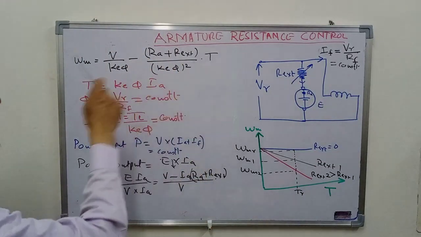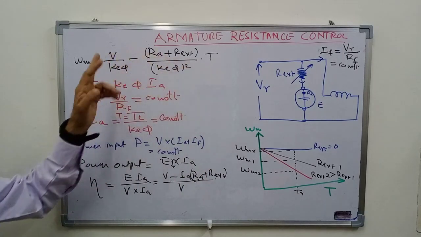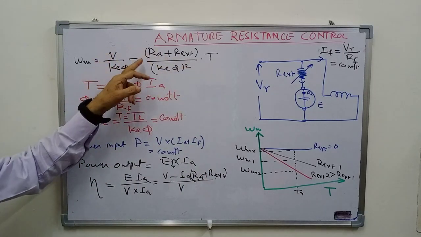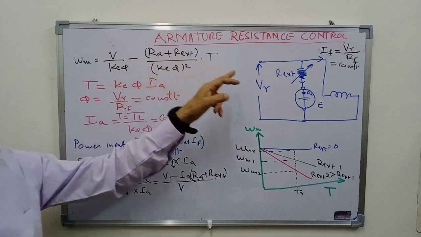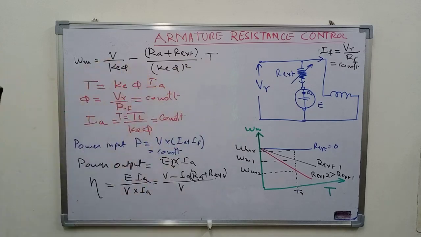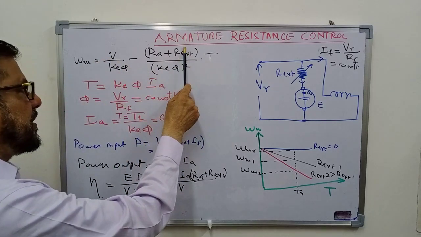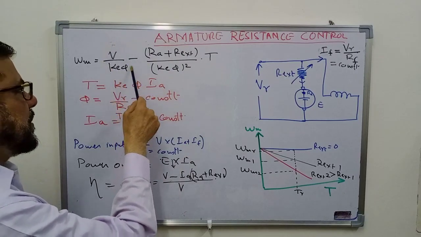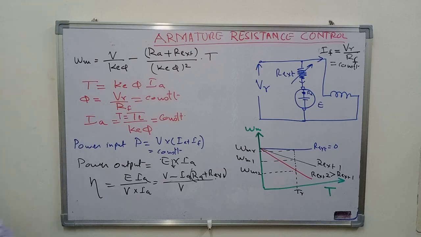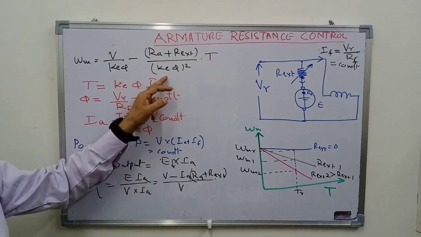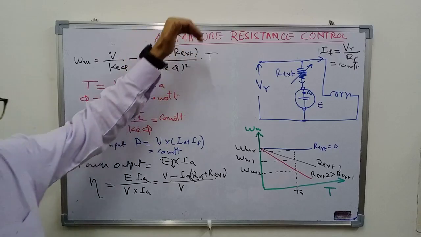Now, you recall the equation of speed that relates with the torque and voltage. So V upon K phi minus (RA plus R external) upon K phi square into T. So this is the equation. If you increase the resistance here, the no load speed of the motor will not change, V upon K phi, only the slope will change. So as we increase our resistance in the armature circuit, the slope will increase.